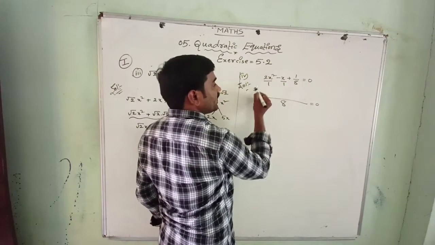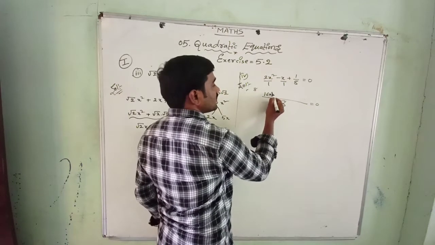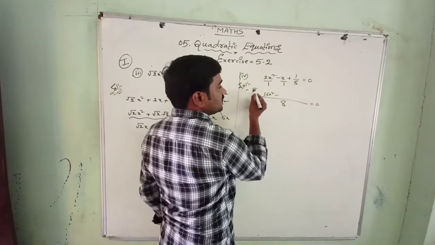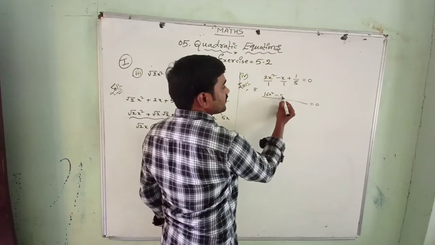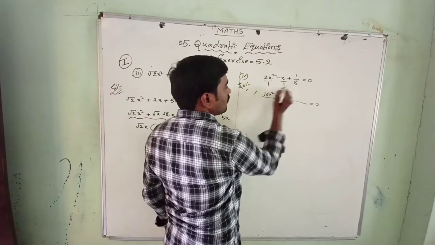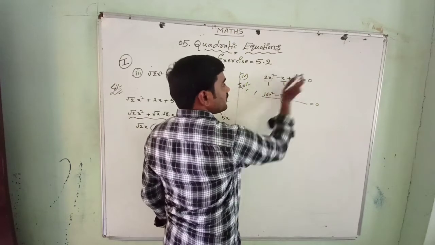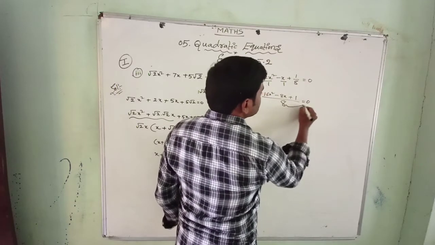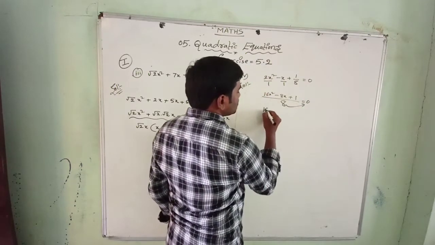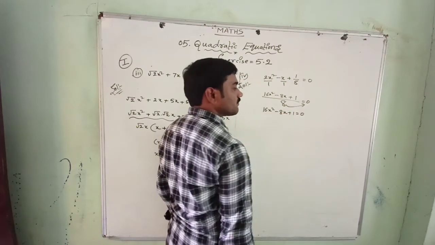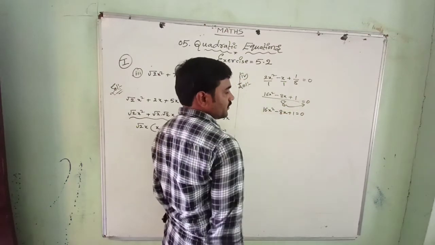This 8 into numerator, 8 2s are 16x square. Here there is a minus, we put the minus. Again 1 8 is the 8. This 8 into numerator, 8 into x is 8x. Plus 8 1s are 8. This 1 into 1 is 1. So that equal to 0. This 8 you transfer this side, so 16x square minus 8x plus 1 equal to 0. 8 into 0 will be 0.